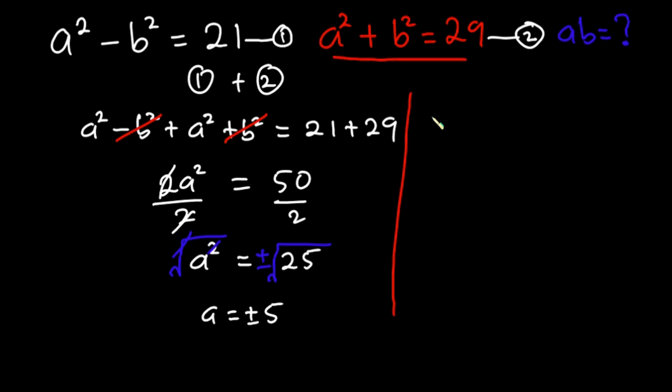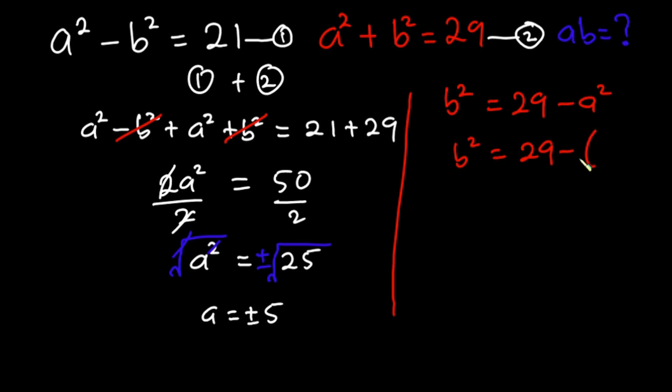from this second equation. So from this equation, we can say that b squared is equal to 29 minus a squared. B squared is equal to 29 minus, we have a to be plus or minus 5, so we're going to have plus or minus 5 all squared. So b squared is equal to 29 minus, in either way we will get 25. So this implies that b squared is equal to 4.